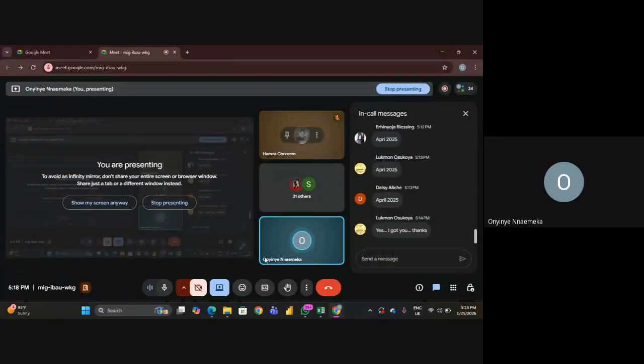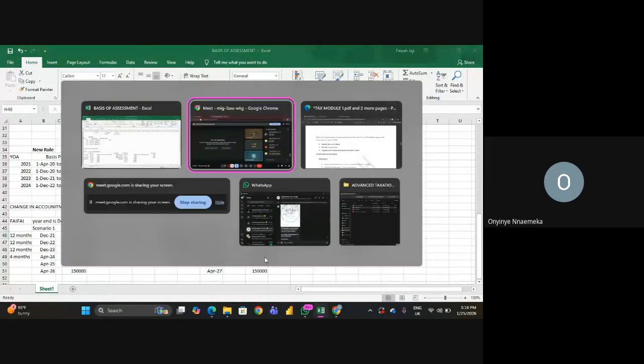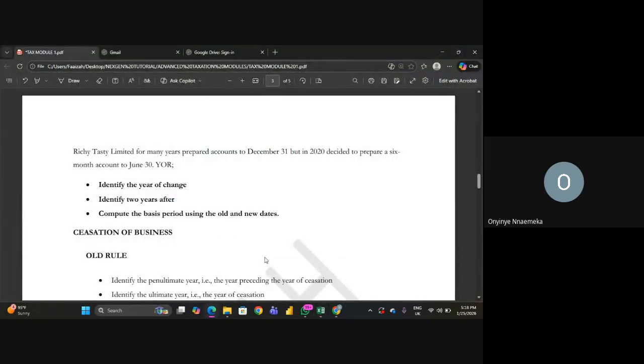All right, so now let's move to the example that is in the PDF. Richard Tasty Limited for many years prepared accounts to 31st December. But in 2020, decided to prepare a 6-month account to June 30. So let me copy this so that you guys can be checking it out as we go.